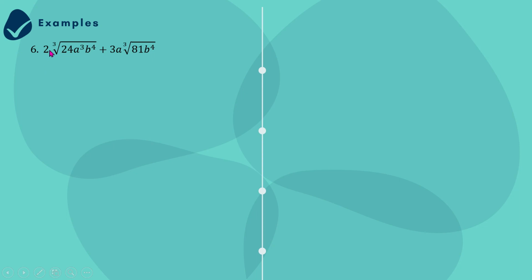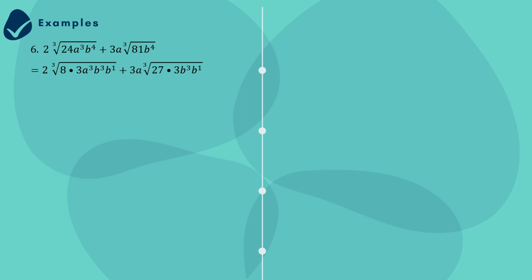Okay, number 6. 2 cube root of 24a cubed b to the 4th plus 3a cube root of 81 b exponent 4. So we factor the first radicand. 24 has factors 8 times 3, wherein 8 is a perfect cube, no? The factors of 24 should be a perfect cube or not a perfect cube. So 8 is a perfect cube. 8 times 3 is 24. So cube root of 8 times 3. Then the a cube is retained simply because the exponent is the same as the index. We change b exponent 4, broken down or factored as b cube times b1.